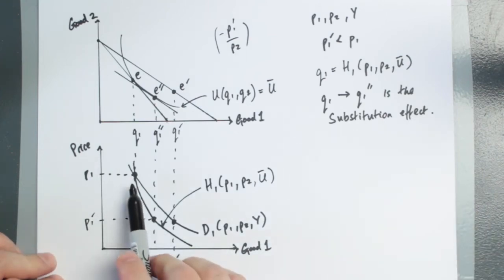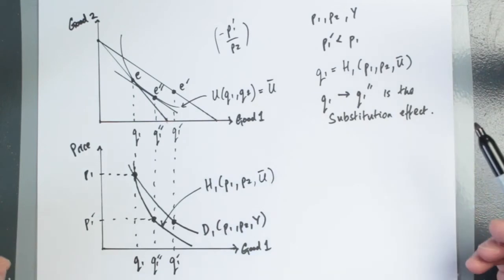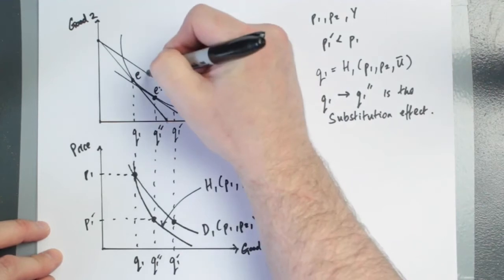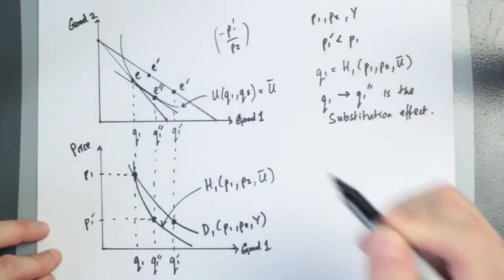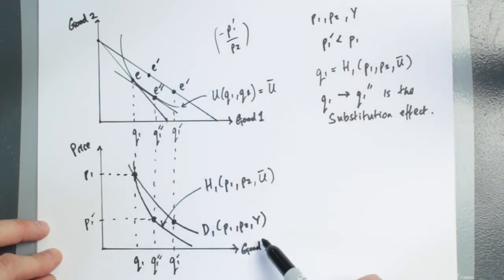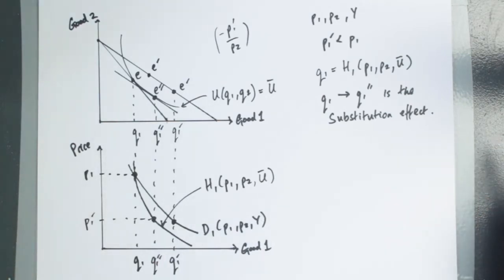You can see here that the Hicksian demand function is steeper than the Marshallian demand function. So Q1 to Q1 double prime is a smaller jump than Q1 to Q1 prime. The reason this happened is because I've drawn a picture of a normal good. Had I drawn a picture of an inferior good, where, for instance, E prime were over here, if I had done this example, then the Marshallian demand would have been steeper than the Hicksian demand. We will talk more about that in the next lecture.